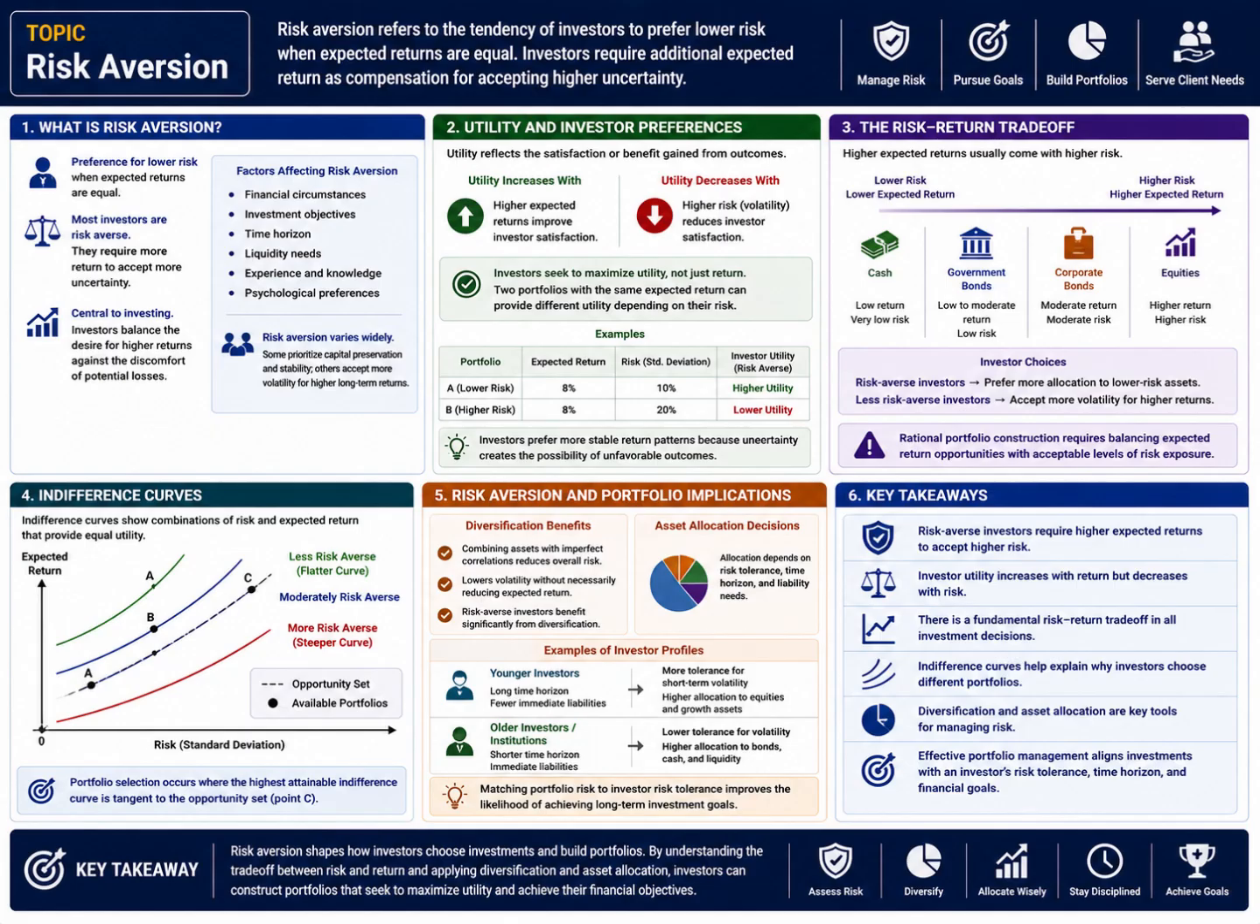For CFA candidates, mastering the principles of risk aversion is essential because they form the conceptual foundation for portfolio optimization, capital allocation, behavioral finance, and client suitability analysis throughout professional investment management practice.